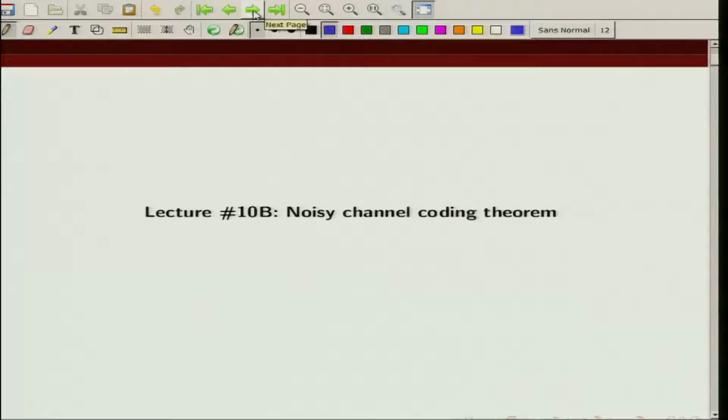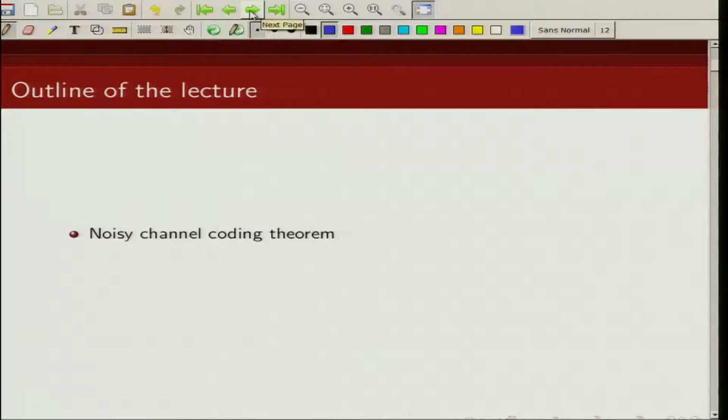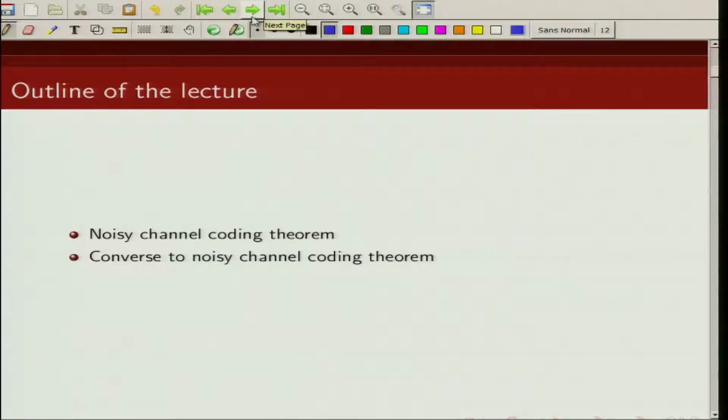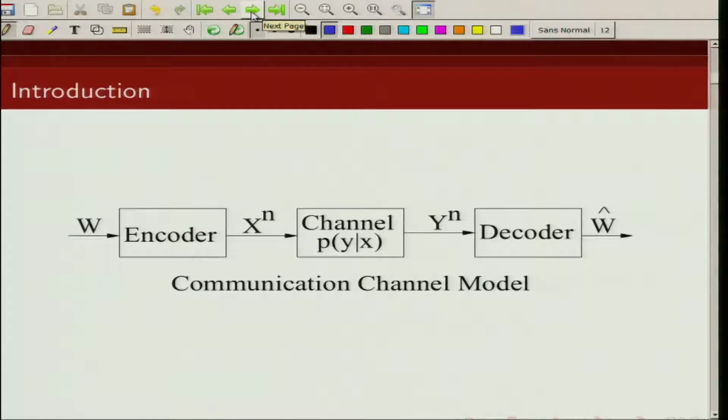Now, in this lecture, we are going to talk about Shannon's noisy channel coding theorem. We are going to prove the achievability part of the result, and we are also going to prove the converse of this theorem. In the last lecture, we have already built up the background to prove our noisy channel coding theorem. So, we start our lecture with some basic definitions and the model of the communication channel that we will consider.